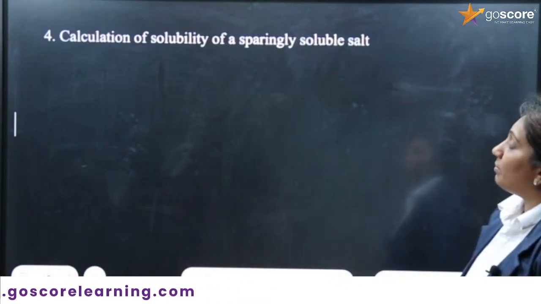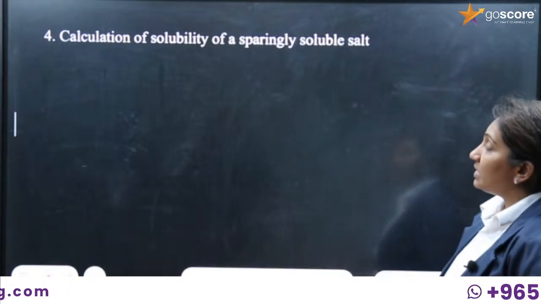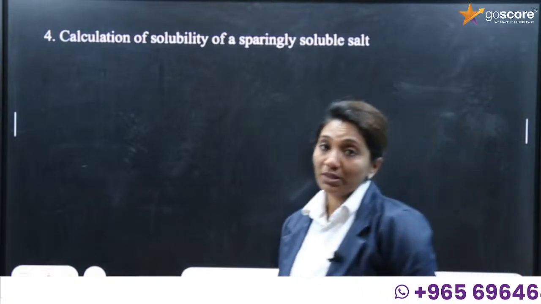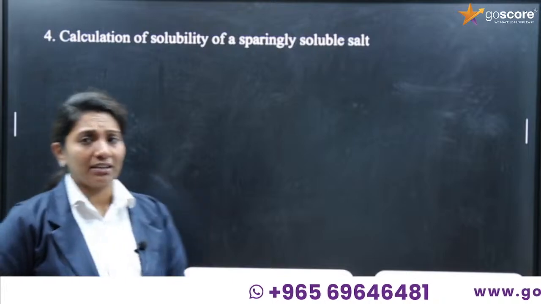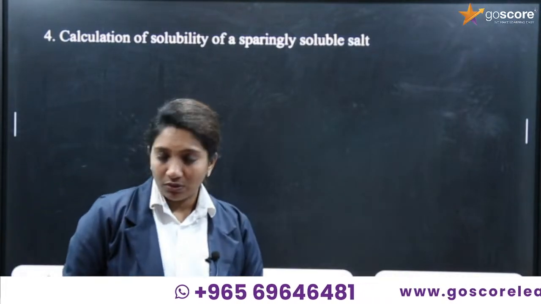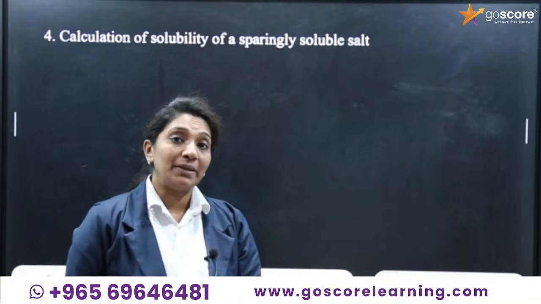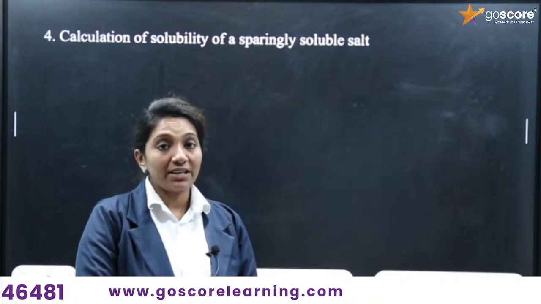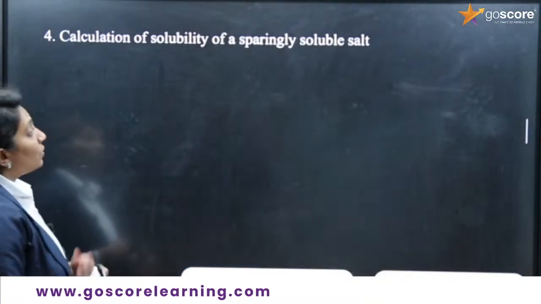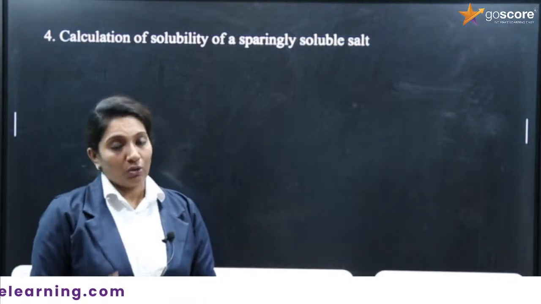And your final application of Kohlrausch's law is the calculation of solubility of sparingly soluble salt. Okay, we know that some salts are sparingly soluble. That means they will not get completely solubilized. Only a small portion will be solubilized, right? So for calculating the solubility of such sparingly soluble salt, we can use Kohlrausch's law.